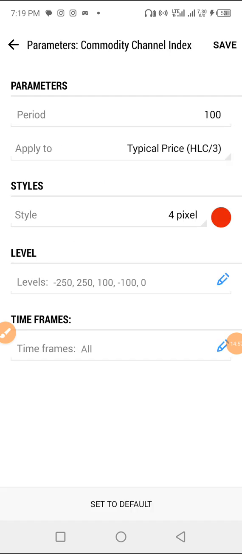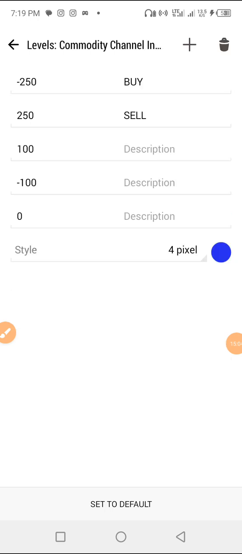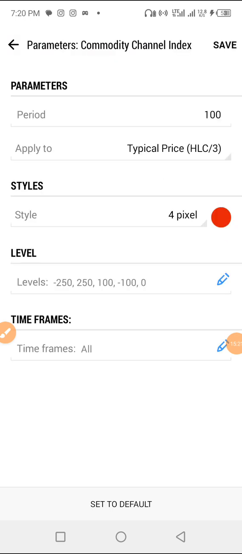Then you add the CCI. The CCI has a period of 100, typical price, use any color of your choice. Then the levels: 250. That means when price crosses above level 250 and other conditions are met, you will buy. While when price crosses below level 250, that is positive 250, you sell. It also applies to both positive 100 and negative 100. Then you click on save.